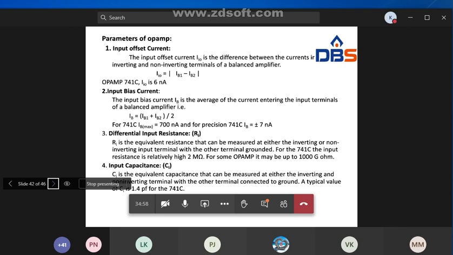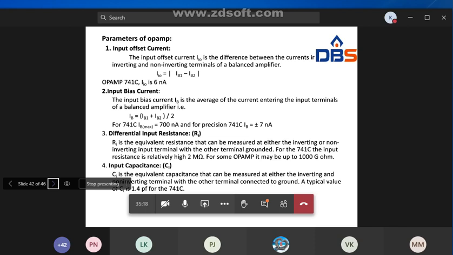For 741C, the maximum input bias current is 700 nanoamperes. That is the input bias current.